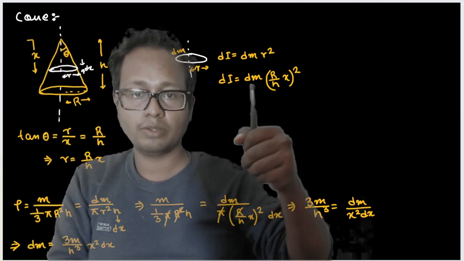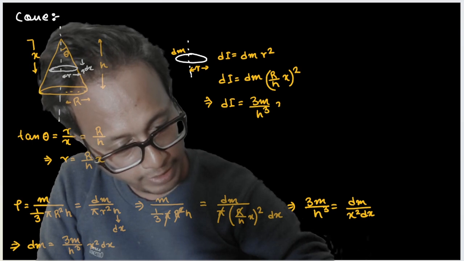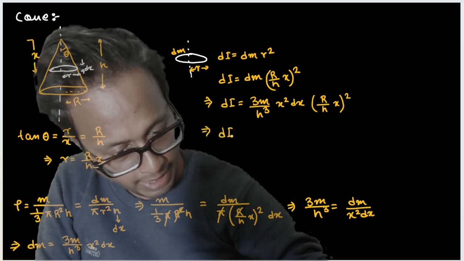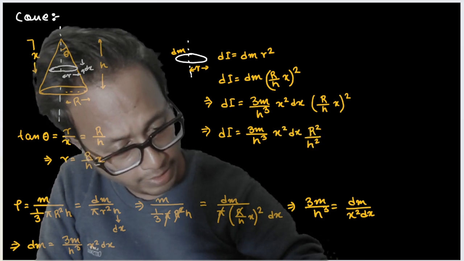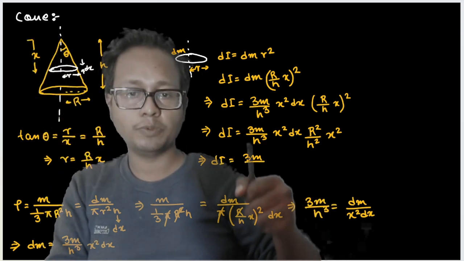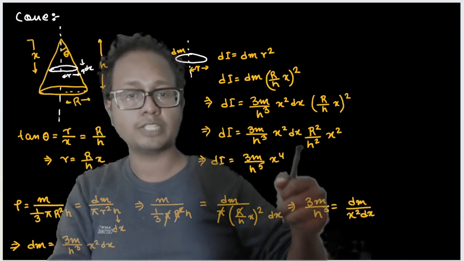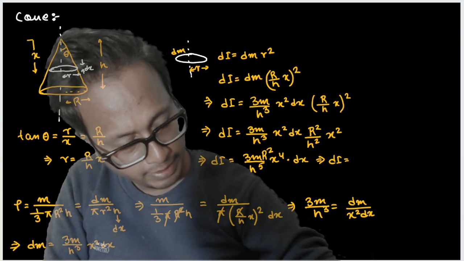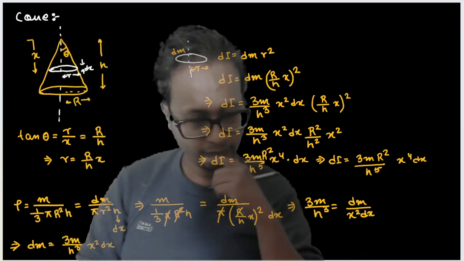So if I substitute the elemental mass here, what do I get? Moment of inertia is the elemental mass, 3 times the mass of the whole cone divided by h cube into x square dx, into (R by h x) whole square. Now if I open up the square, dI equals 3M by h cube into x square dx into R square by h square into x square. Solving this, h square becomes h to the power 5, x square and x square becomes x to the power 4, and this R square goes out as capital R square into dx. So dI is nothing but 3M R square divided by h to the power 5 x to the power 4 dx.